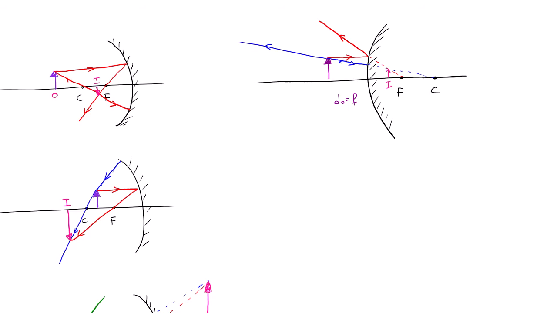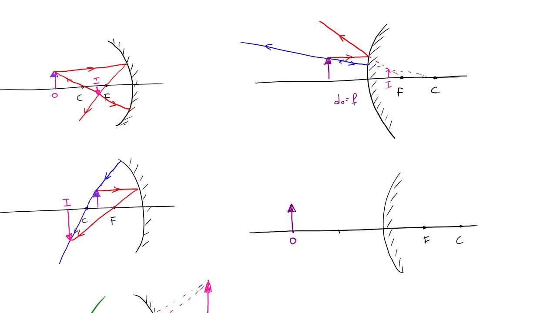Now let's put the object 2 focal lengths away from our convex mirror. So here's the focal point, here's the center, one focal length, 2 focal lengths, and then let's put the object right here. So this is our object.